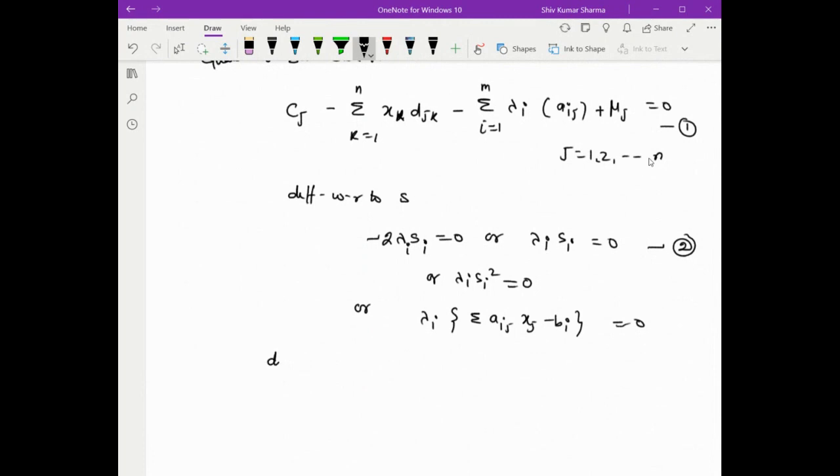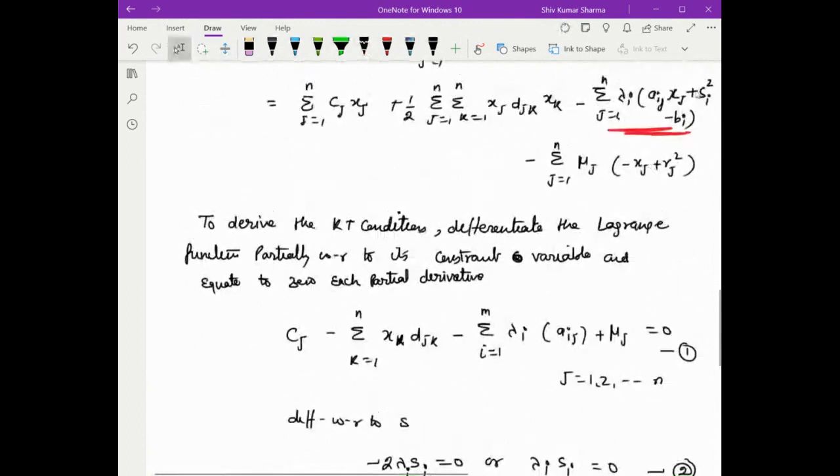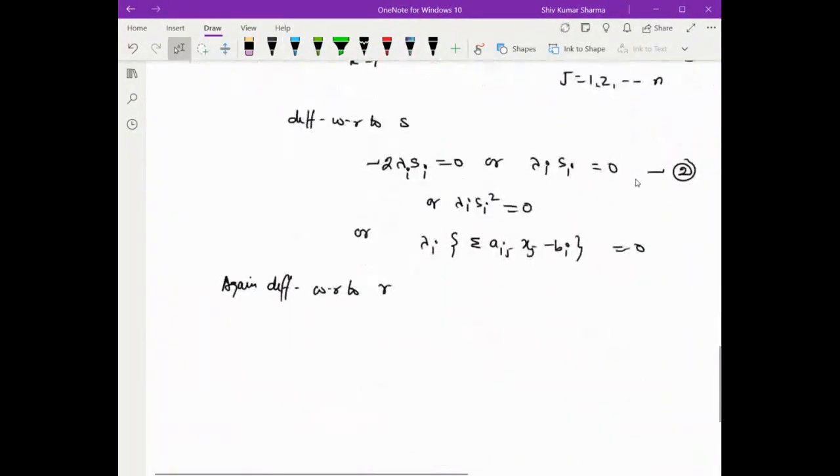Now we differentiate with respect to r. R is involved in this term only, so this one.